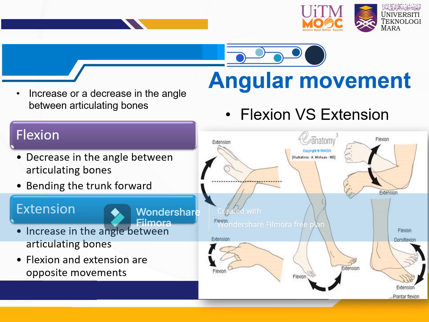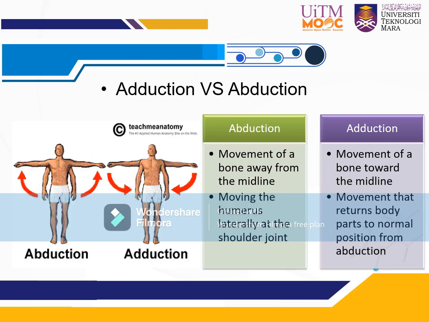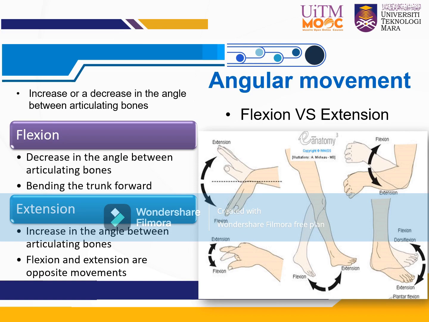For angular movements, there are several examples of movements, such as flexion and extension, adduction and abduction, and circumduction. Flexion and extension involve increasing or decreasing the angle between the articulating bones, and both occur in opposite directions. Specifically, flexion is a decrease in the angle between the articulating bones. An example is bending the trunk forward, while extension is an increase in the angle between the articulating bones.